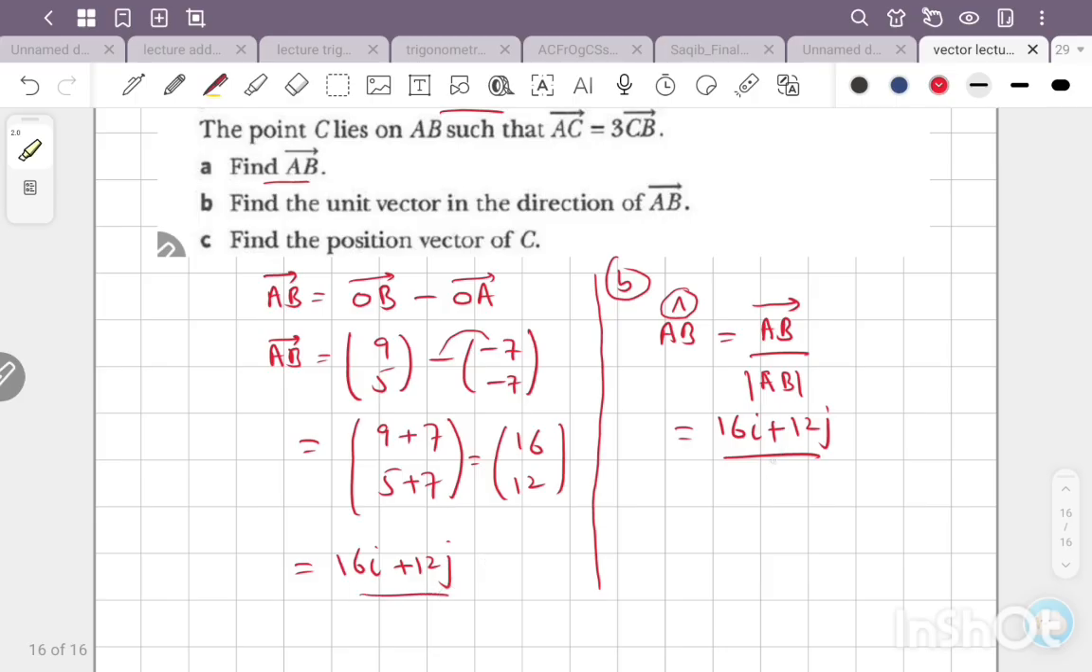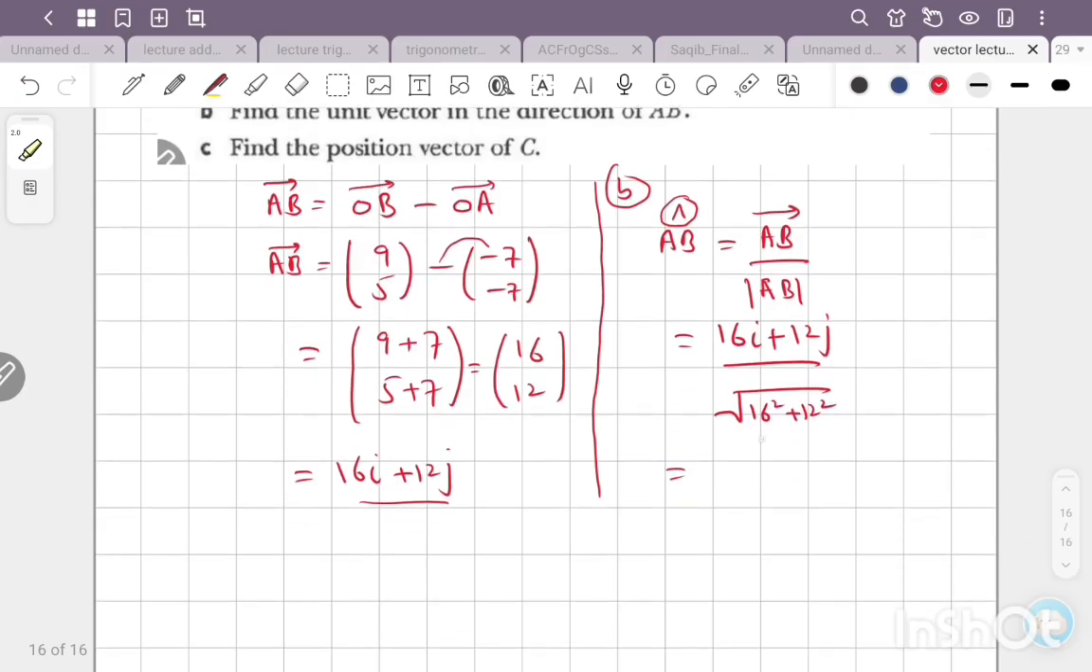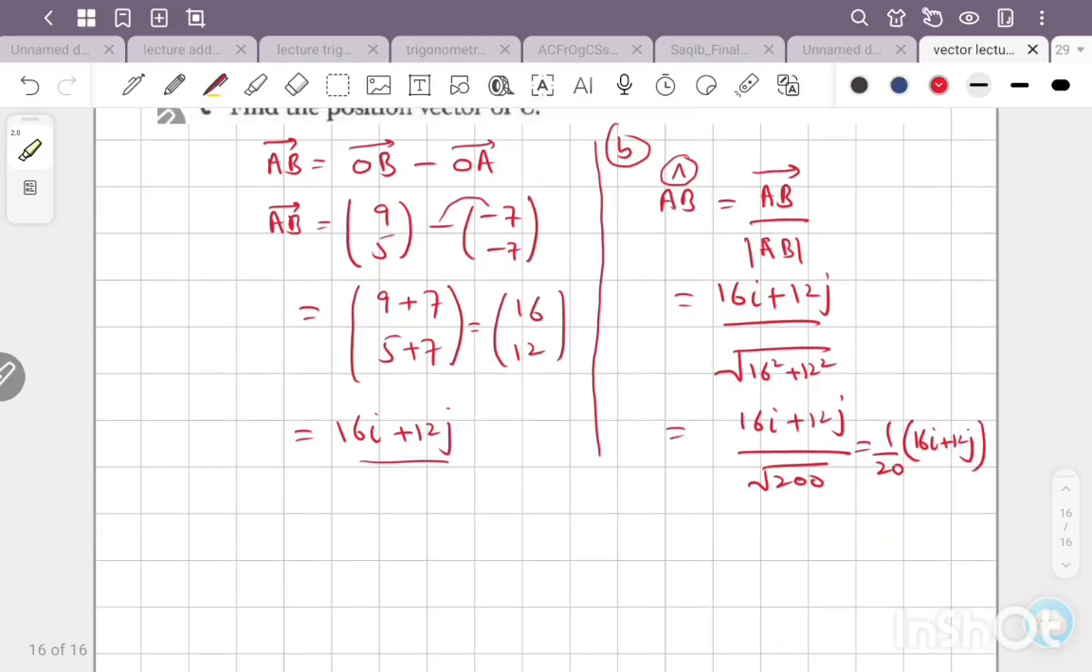And what is the magnitude of AB? AB is square root of 16 squared plus 12 squared. So we get the answer in the form of 16i plus 12j over square root 200, and this square root 200 will be 20. Okay, we have to write it 1 by 20 times 16i plus 12j. We got the answer for the B part.